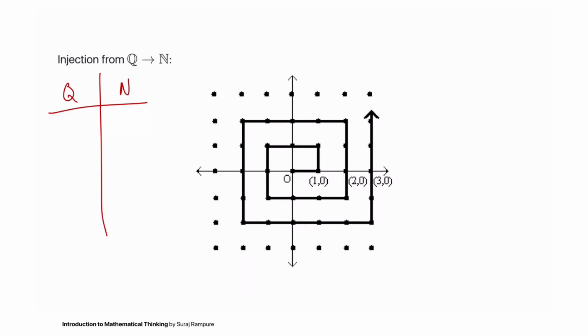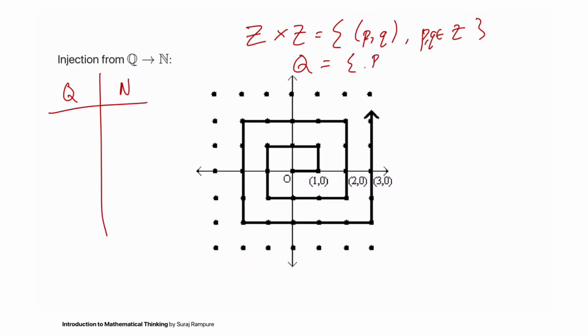But it turns out we can almost think of the rational numbers as being a Cartesian product of the integers, right? A Cartesian product of the integers would look like the set (P, Q), where P and Q are integers. While the rationals look very similar. It's P divided by Q, where P and Q are integers. And of course, in both, we have that Q is not 0.